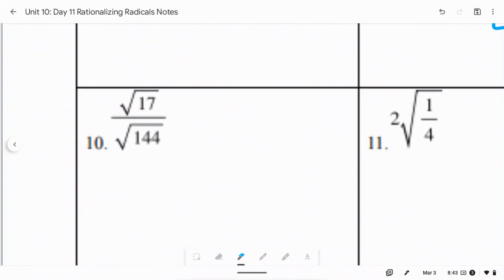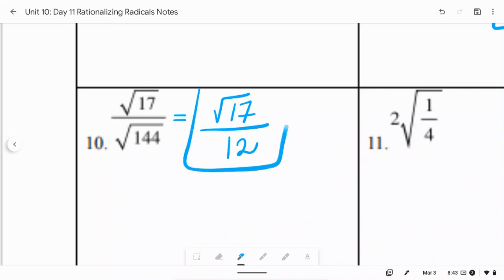In number 10, I notice I can reduce the square root of 144. I cannot reduce the square root of 17, so I'm just going to leave that. The square root of 144 is 12, and this would be my final answer.